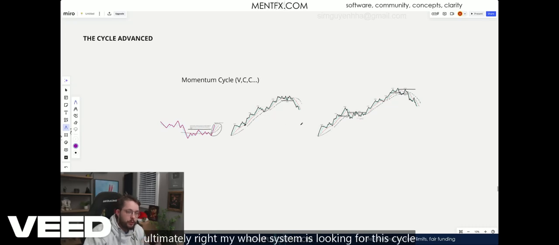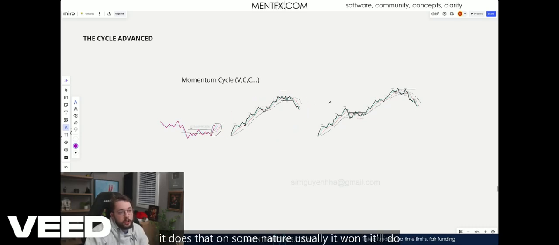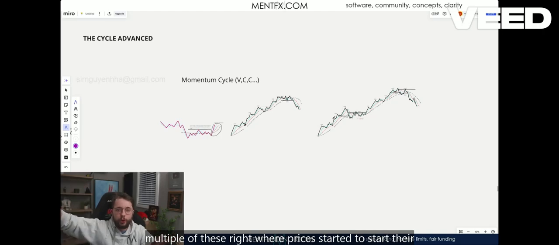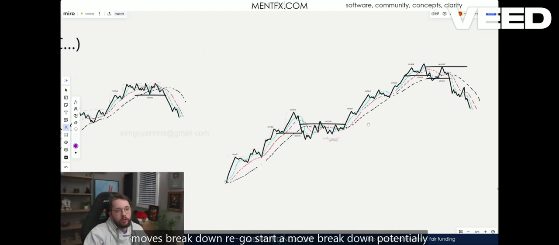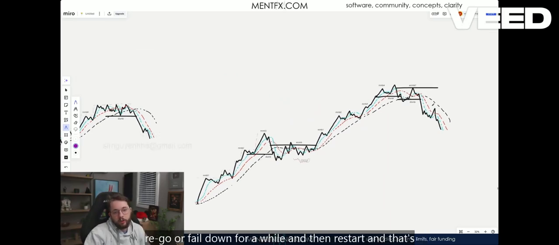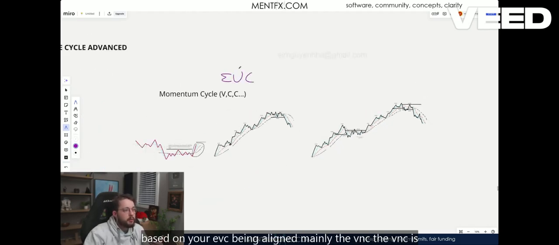But ultimately, my whole system is looking for this cycle to play out if it's the cleanest market, where it goes through the 1, 2, 3, 4 and then breaks down. And if it does that in some nature, usually it won't. It'll do something like this, like we just saw on NVIDIA as the example, because I have an example that has gone through multiple of these, where price starts its move, breaks down, re-goes, starts a move, breaks down, potentially re-goes or fails down for a while and then restarts. And that's based on your EVC being aligned, mainly the VNC, because these are the momentum cycle-based ones.